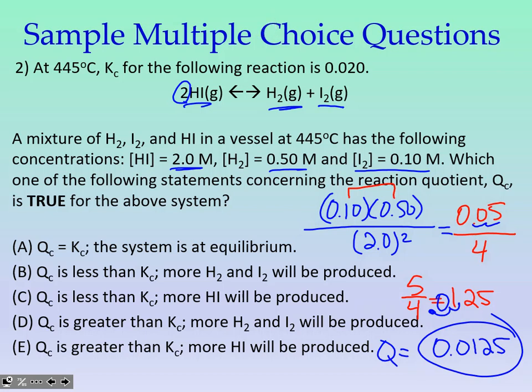So, in that case, Q is less than K, right? Because K is 0.02. So that completely gets rid of A, that gets rid of D, that gets rid of E. I don't have to bother reading them, right? Because we know Q is less than K. Which way is it shifting though, to get to equilibrium? Which way is it proceeding? Towards the products. So here, definitely B.